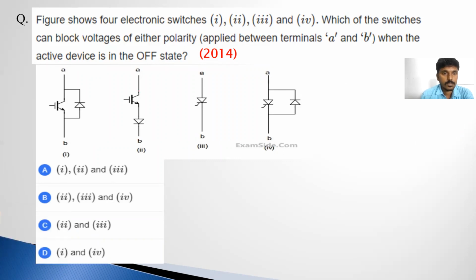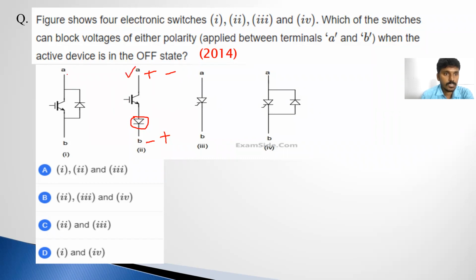So here, if you apply the voltage like this, it can block the voltage. Clear? If you apply the voltage in reverse, positive and negative, still it can block the voltage because the diode will not be turned on. It can block the voltage. It is clear? Okay, so this is also right.